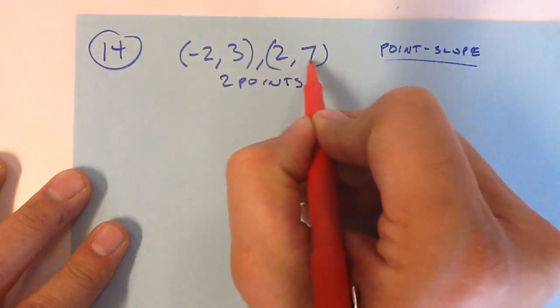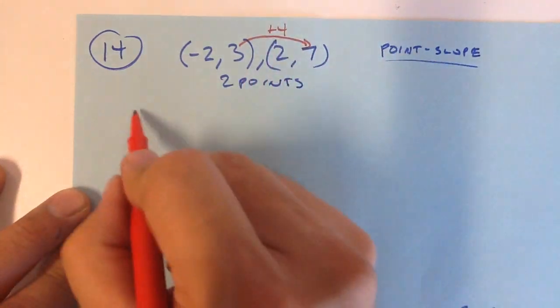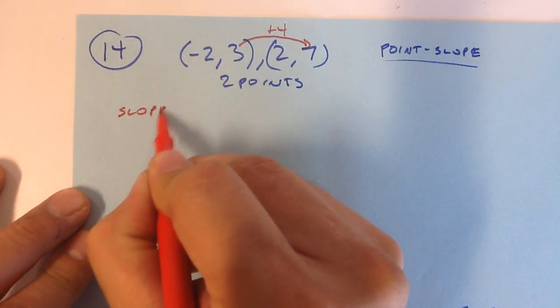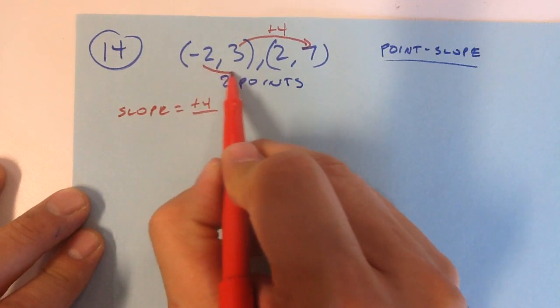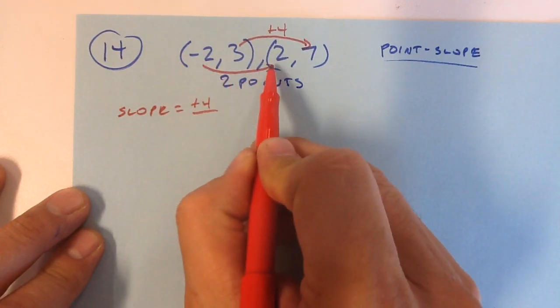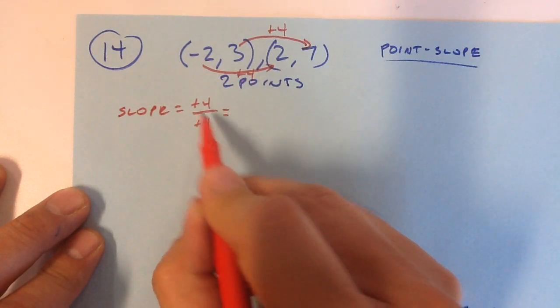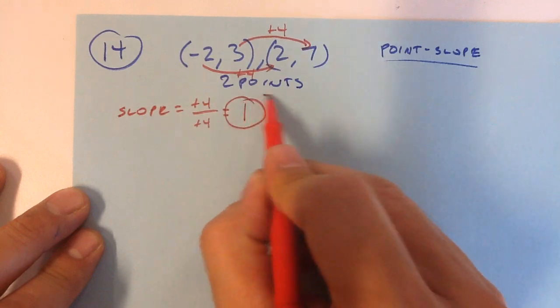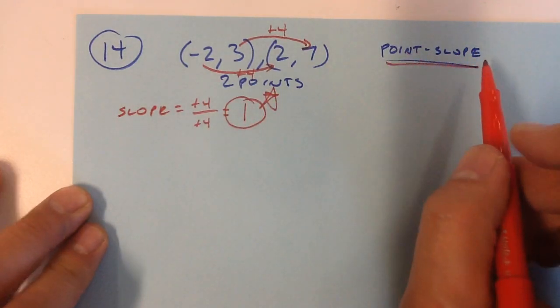So here, the y-coordinates, the rise from 3 to 7 is 4, so for slope, we have a rise of positive 4, and for the running across, negative 2 to 2, that's also up 4, so positive 4, and 4 divided by 4 is a slope of 1. Now we can do point-slope form. We have a point, and we have a slope.